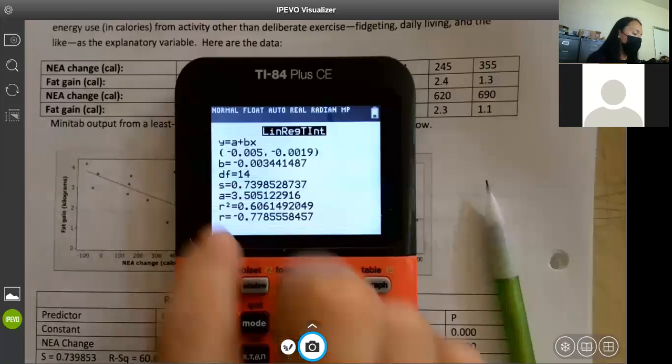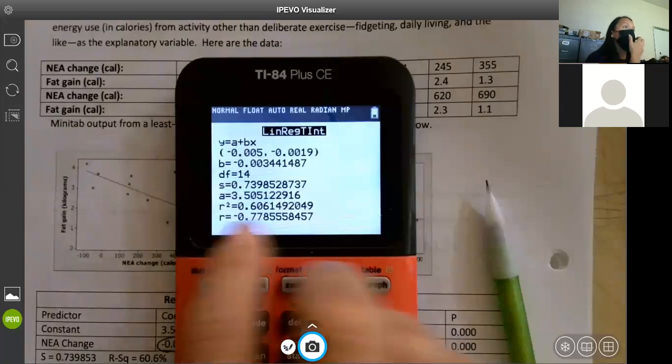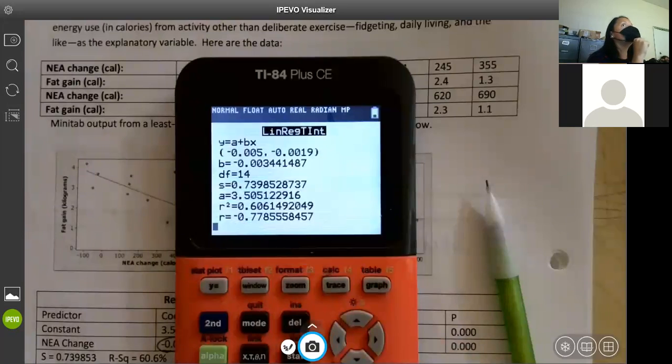Notice your r down here. That is your correlation coefficient. It is negative, and because it's 0.7, it's strong. You talked about that in Math 1. The closer it is to -1 or +1, the stronger it is. The closer to 0, it's super weak. Got it? So just wanted to show you that real fast.